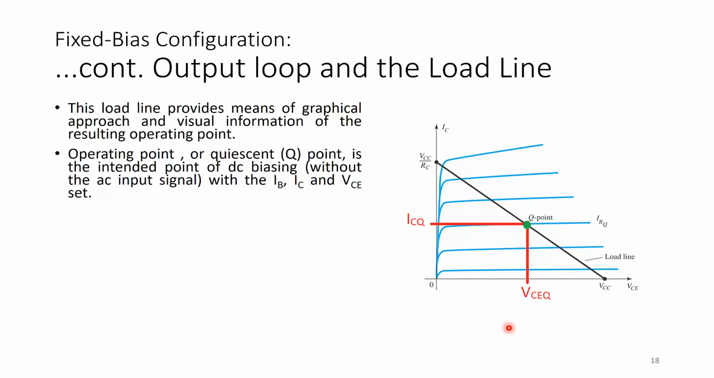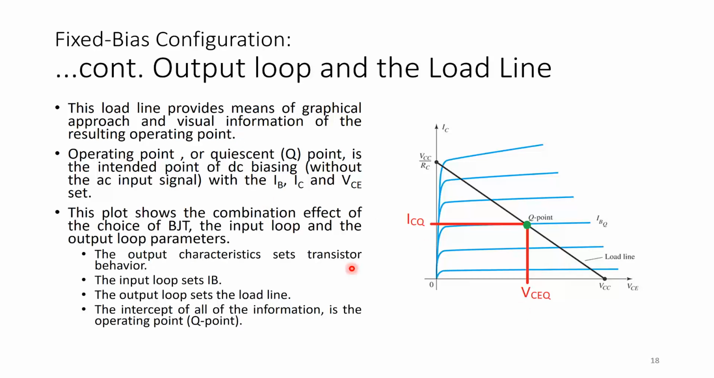So before we feed it with AC input signal, like I said, and I'm repeating myself again and again, the BJT will have its biasing sorted out by the biasing circuit, and it will be set at the Q point.